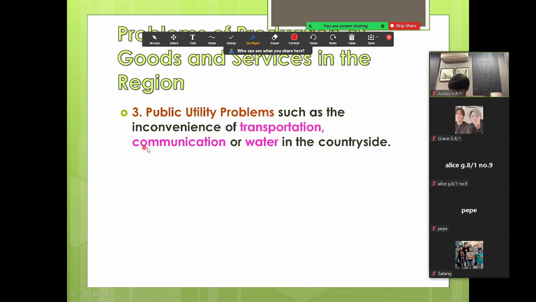Also, there are areas without, let's say, network. And again, water source, or water lines. They may have water from the river, but the water line from the government has not reached their area yet. So that's for number 3.